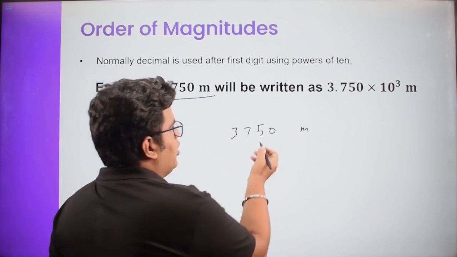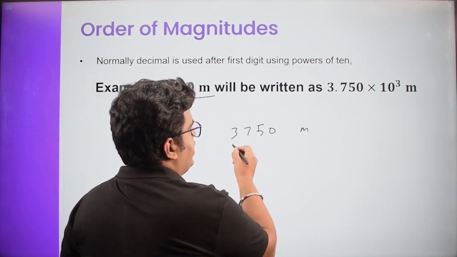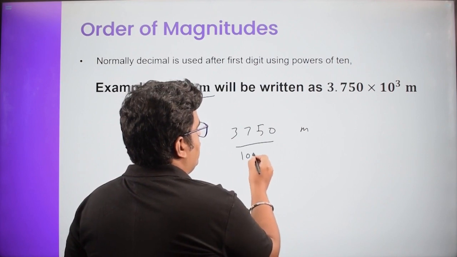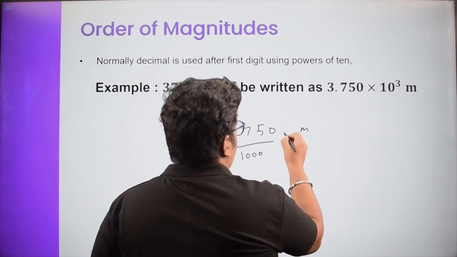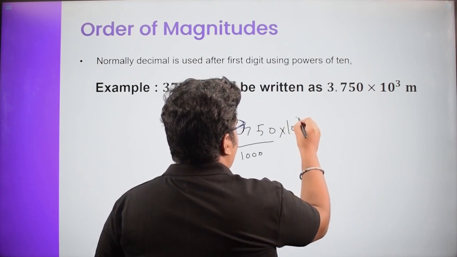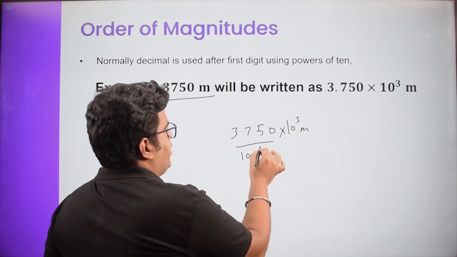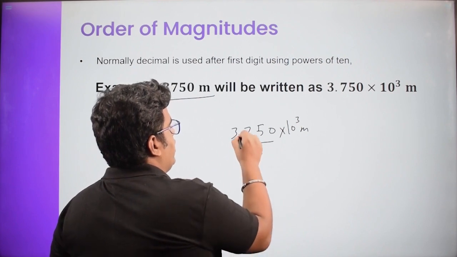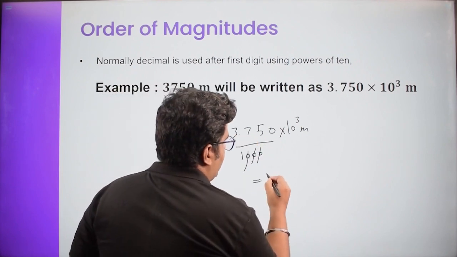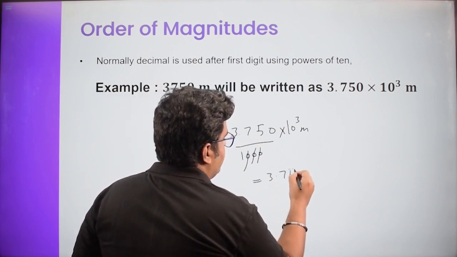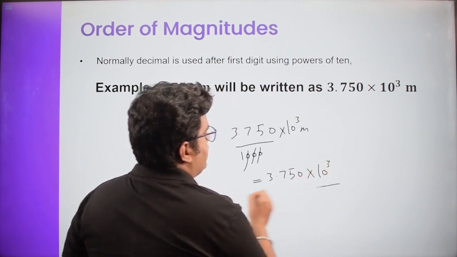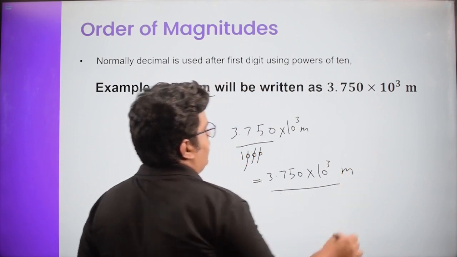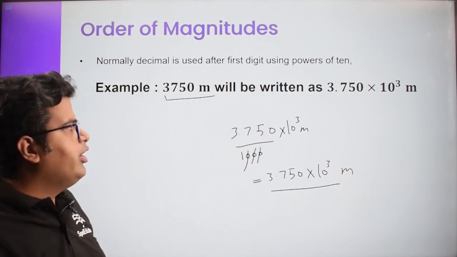So what we'll do, how many digits are there after 3? 3 digits. So we'll divide it by 1000, right? Now if we divide, then obviously we have to multiply as well. So we'll multiply it by 1000. 1000 means 10 to the power what? 3. Now simply you can cancel the zeros and put the decimal. So the answer is what? 3.750 into 10 to the power 3. Now that's the standard notation to represent any quantities, right?